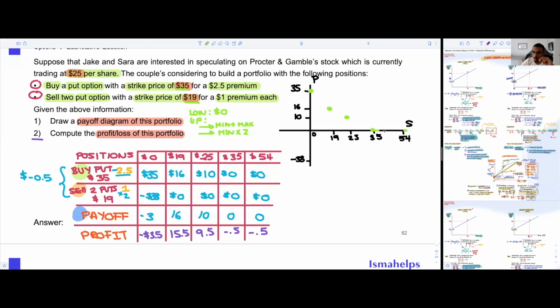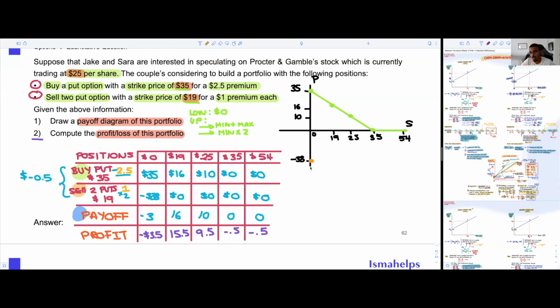So what's awesome is that we know that the payoff is 0 from 35 all the way to 54. We also know that we would have a payoff that looks a little bit like this. So I'm just going to move these so it looks good. There you go.